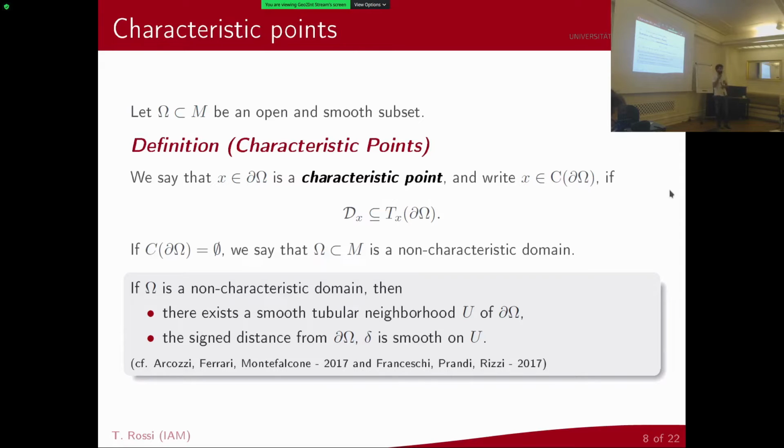And in some sense, we can think about this kind of points as intrinsic metric singularities of the sub-Riemannian manifold at those points. And what I mean by this is that if we consider omega to be a non-characteristic domain, so with boundary that has no characteristic points, then there exists a smooth tubular neighborhood of the boundary of the domain, and in this neighborhood the distance function, the signed distance function from the boundary, delta, is smooth. These results have been proved by Rizzi, Ferrari, Montefalcone in some Carnot groups of step 2 and then generalized to any sub-Riemannian manifold by Franceschi, Prandi, and Rizzi.